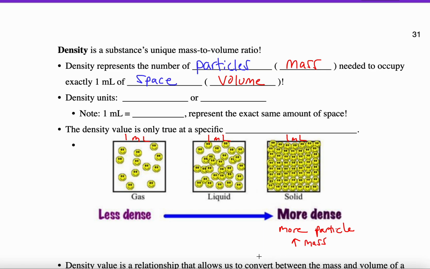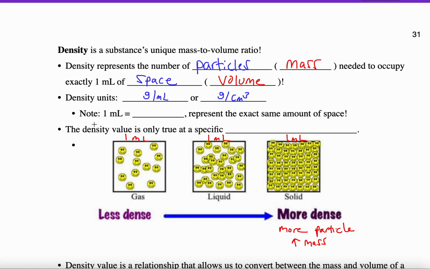And the more particles we pack into that specified amount of space, we see an increase in the mass value. Now density can be expressed in a couple of different units. One common unit is gram per milliliter, and we'll typically use milliliter if the volume was measured using a graduated cylinder. Another common unit for density is grams per centimeter cubed. So a ruler was probably used to measure length, width, and height, and the volume was calculated from it.